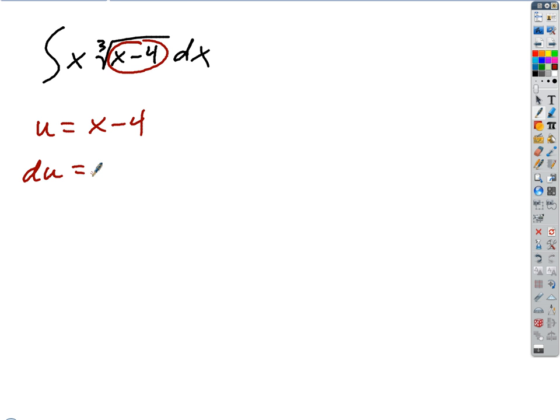X minus 4 dx? One. 1 dx. Good. Okay, so we end up then with the integral of the cube root of u du, but we still got that x out there. It's been a while since we looked at this, but that's an incomplete substitution. So what do we do?